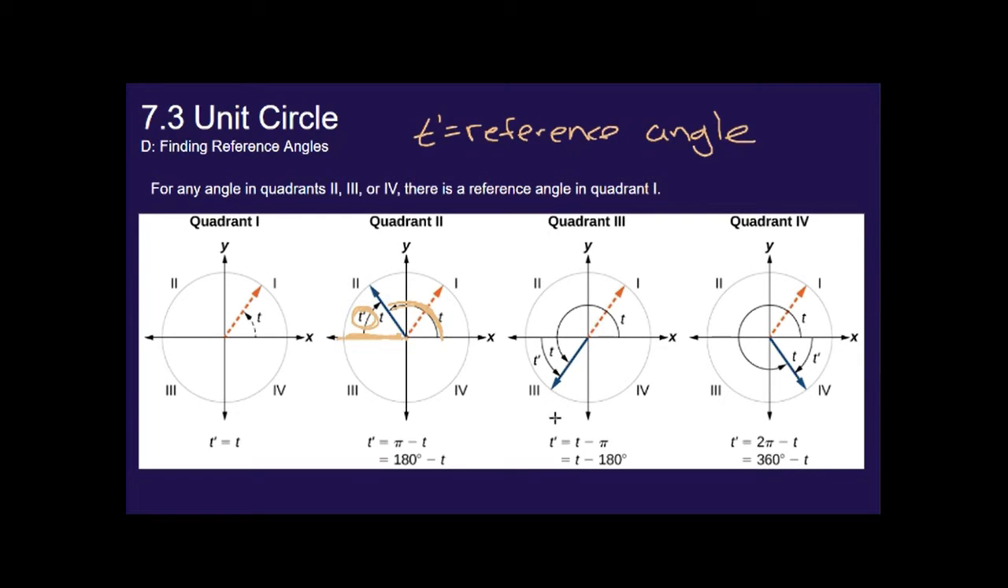For quadrant 3, t prime is equal to t minus 180 degrees. We're going to subtract this to get this angle here. And in quadrant 4, we have 2 pi or 360 minus t, and that is going to give us t prime here. That's how you find the reference angles depending on which quadrant you're in. So you need to be able to recognize which quadrant you're working in first and then find the reference angle.